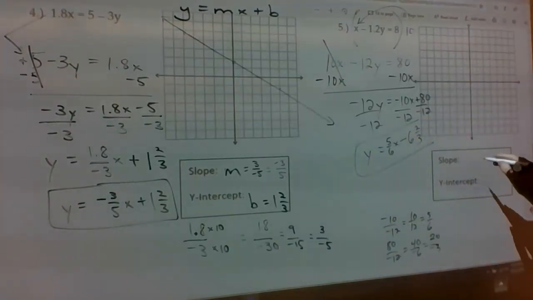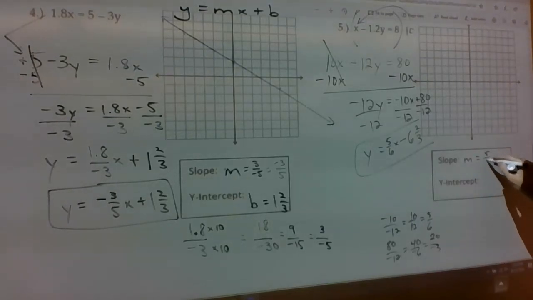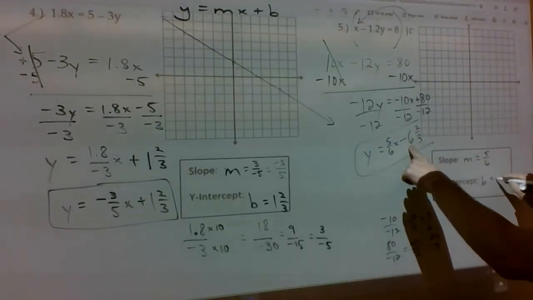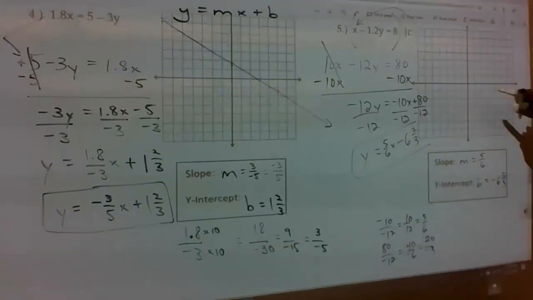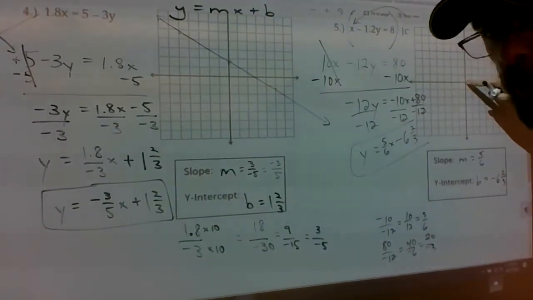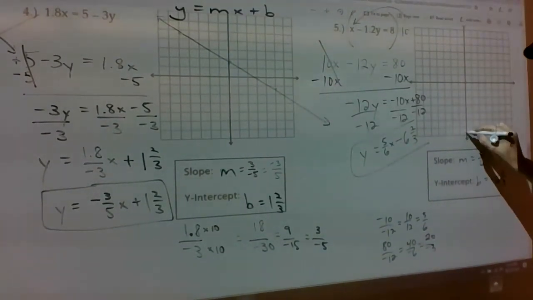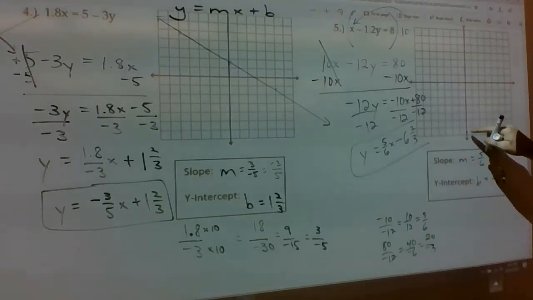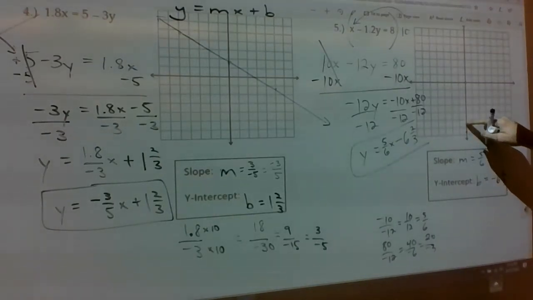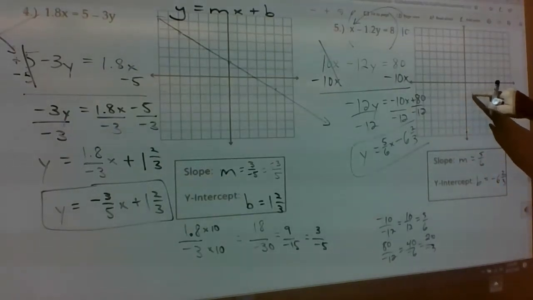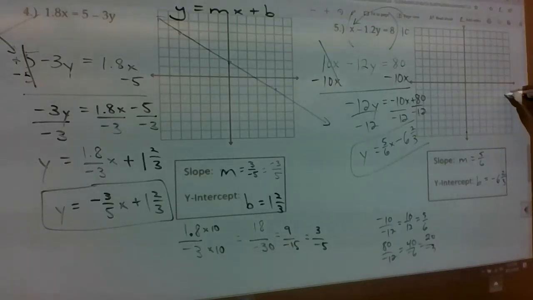So that gives us m is equal to 5 over 6. Our b value is equal to negative 6 2/3. That means we go all the way down, all the way down to 6 2/3. And then we move up for a slope 1, 2, 3, 4, 5 over 1, 2, 3, 4, 5, 6.